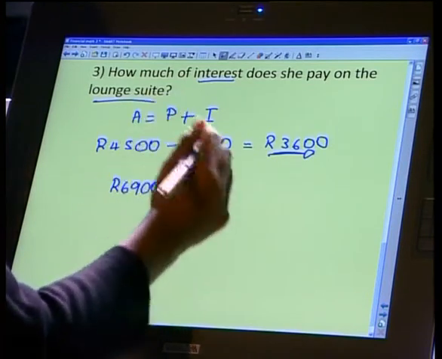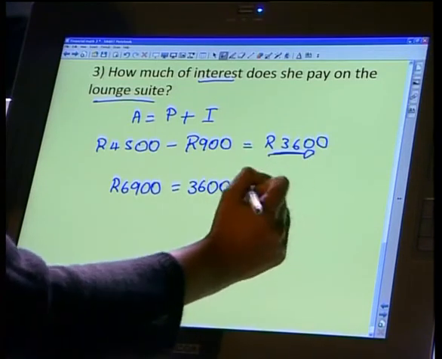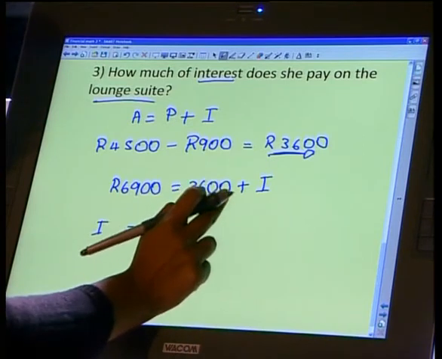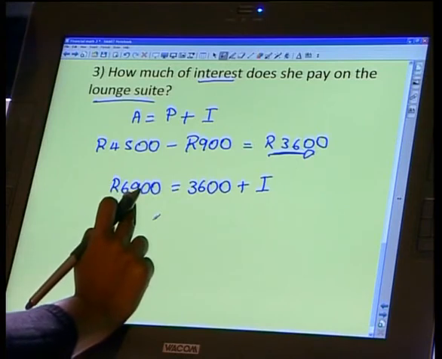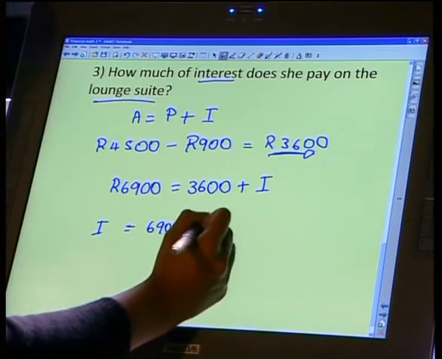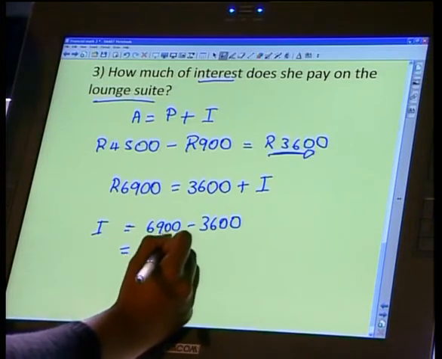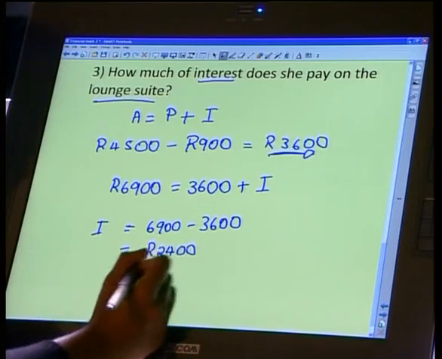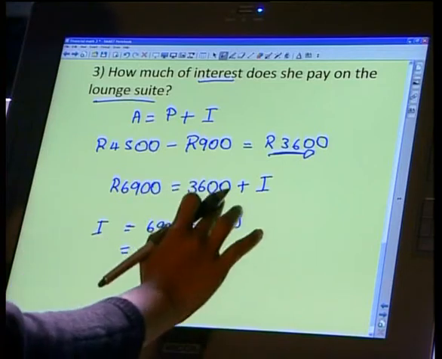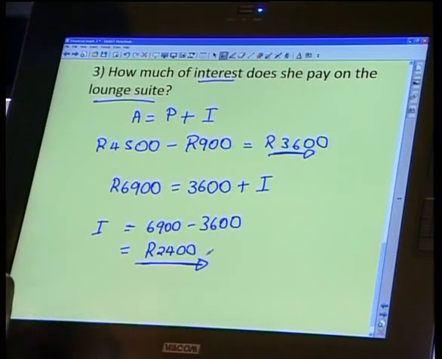And we know that the original amount of the loan was 3,600 Rand. So in order to work out the interest payment, I just need to take away the initial loan amount from the total amount that she's paid in cash. So I need to say 6,900 minus 3,600. This will give us an answer of 2,400 Rand. So this is what she ends up paying back in interest. So this total amount minus the 3,600, which was the loan agreement, will give me her total interest payment.